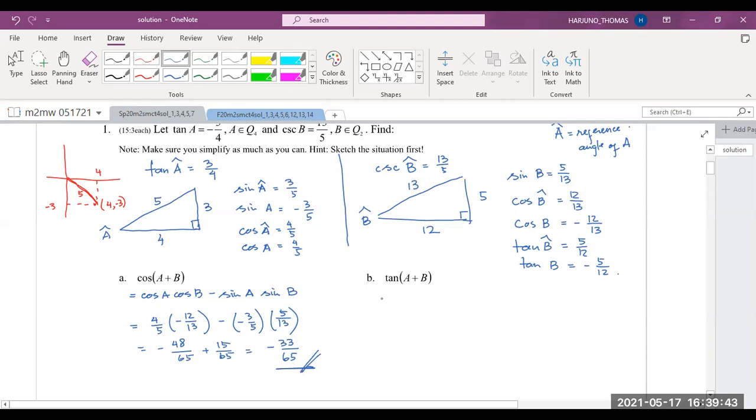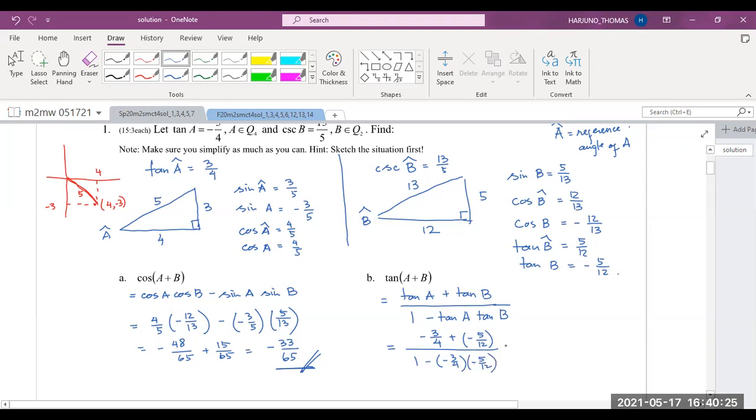Now how about tangent of sum? Tangent of sum is sum of tangents, over 1 minus product of tangents. Write down the formula first. Okay, and then plug in numbers. Tangent A is negative 3/4. That's actually in the question. Plus tangent B is negative 5/12, over 1 minus negative 3/4 times negative 5/12.